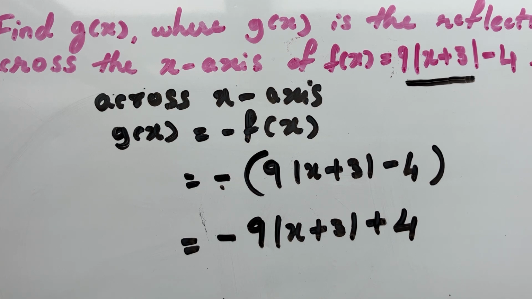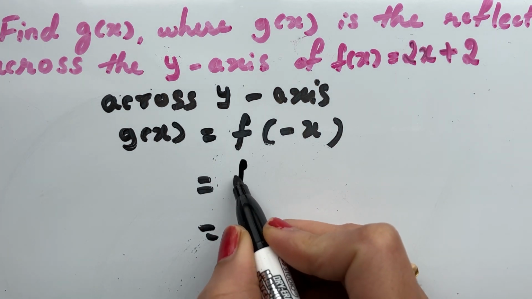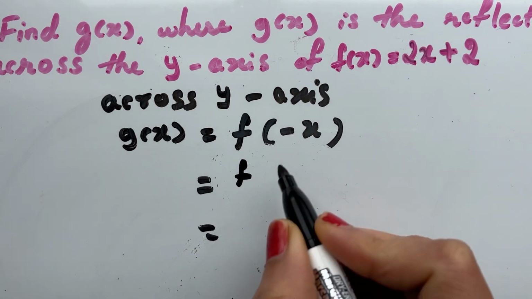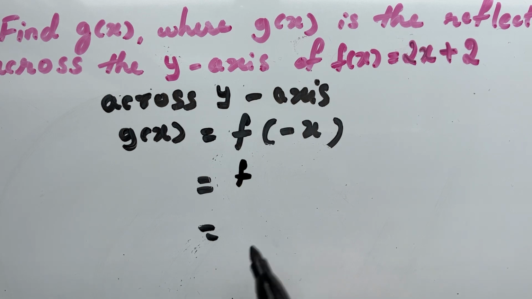Now let's find g(x) where g(x) is the reflection across the y-axis. Then we are going to find the reflection across the y-axis. Question, find g(x) where g(x) is the reflection across the y-axis of f(x) is equal to 2x plus 2. Here again, the reflection is across the y-axis, so you have to take g(x) as f(negative x).